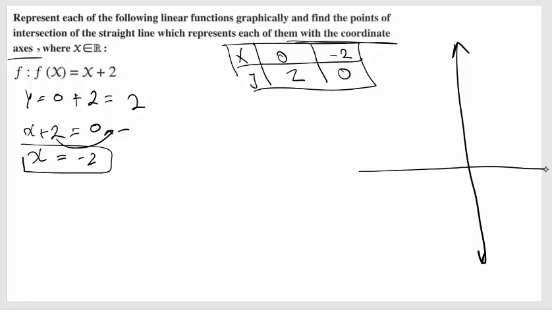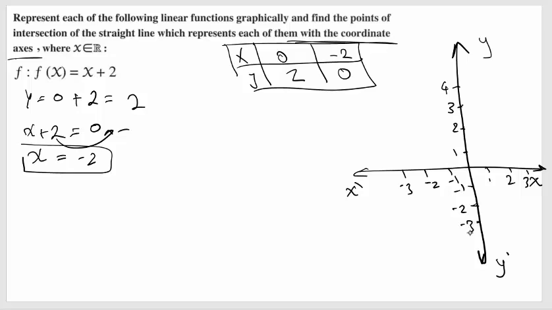Let's plot our points. As we know, on my right hand it will be x, and the other side x dash, y and y dash. Let me put my points 1, 2, 3, negative 1, negative 2, negative 3, and 1, 2, 3, 4, and negative 1, negative 2, negative 3, negative 4. Let's plot our points and join them to get our line. At x equals 0, y is 2, and at x equals negative 2, y is 0, so this line will be like this.